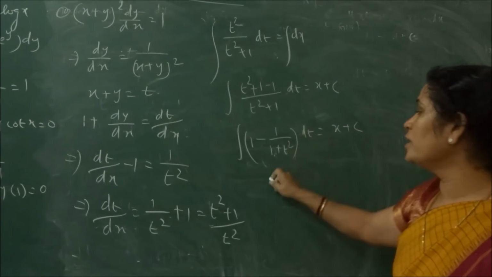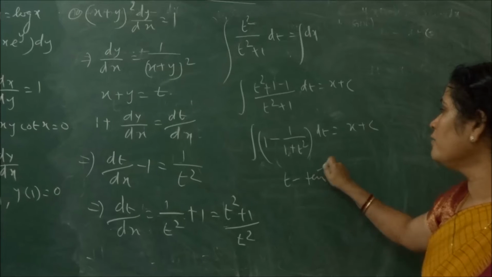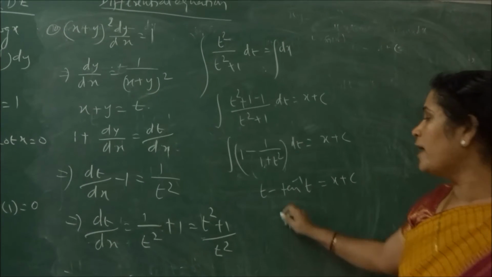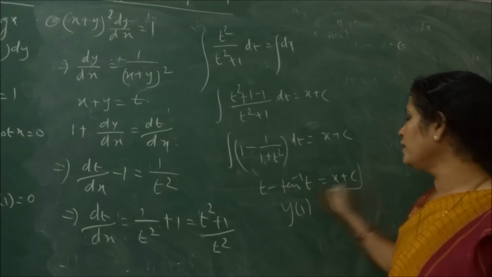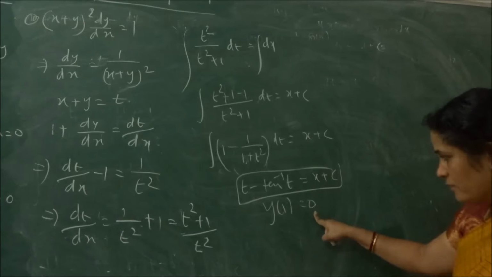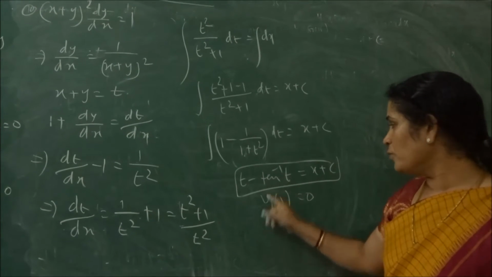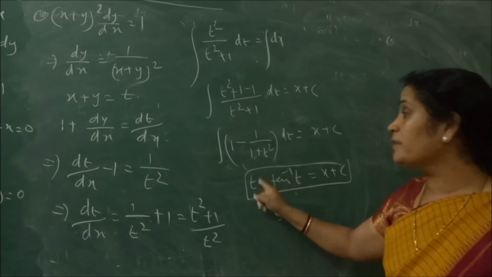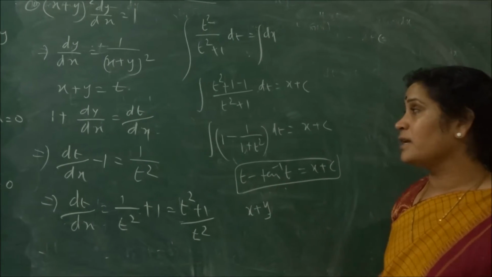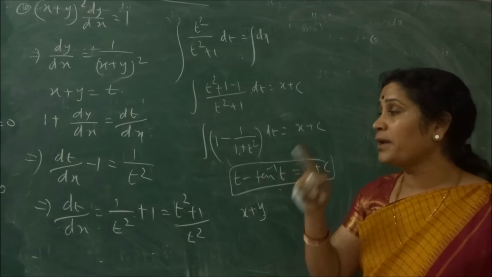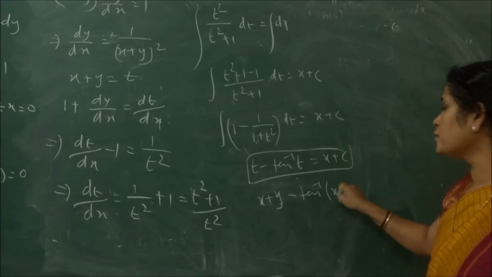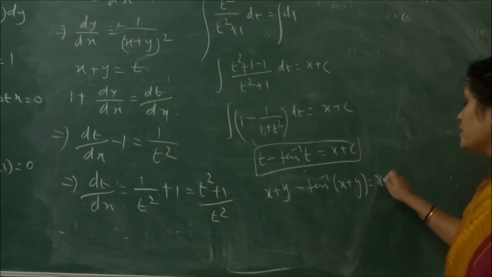So that becomes t minus tan inverse t, which is equal to x plus c. If they have given an initial value, y of 1 equal to 0, what I told you, this is the value of x, this is the value of y. Now replace t here in terms of x: t is x plus y. Don't forget, the initial value is for x and y. So x plus y minus tan inverse of x plus y is equal to x plus c.